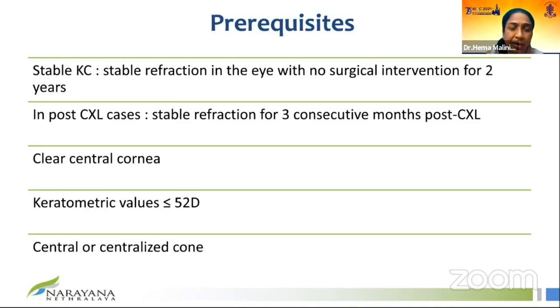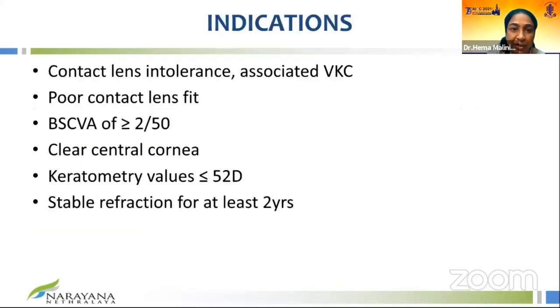Also ensure that the cases we choose have a central clear cornea, keratometric values ideally less than 52 diopters, and a central or centralized cone. In the centralized cone, what I mean is, bring it back to its shape, probably through intracorneal ring segments.